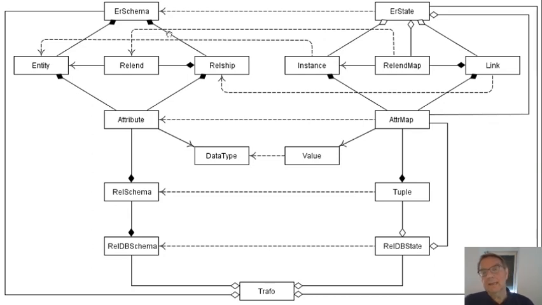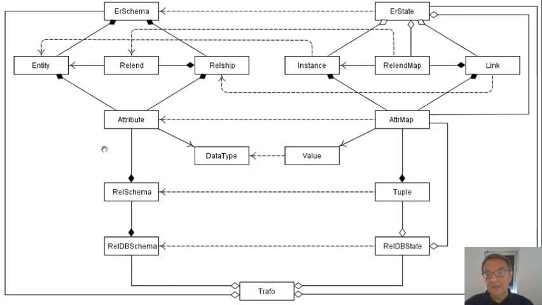So let's look at here. I think the black diamonds are quite intuitive here. An ER schema consists of many entities. An ER schema consists of many relationships. An ER schema owns its relationship ends, and an ER schema owns its attributes. An entity owns its attributes. A relational database schema owns the relational schemas, which are part of the relational database schema, and a relational schema owns its attributes.